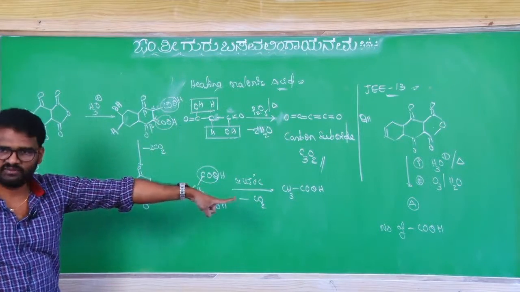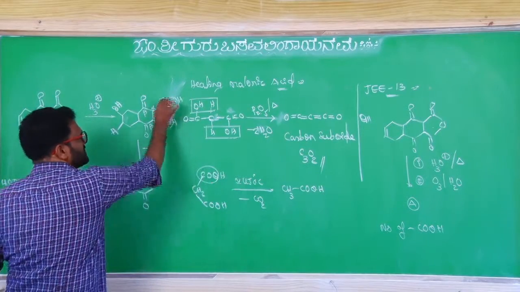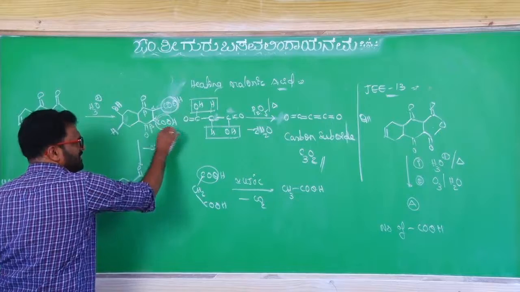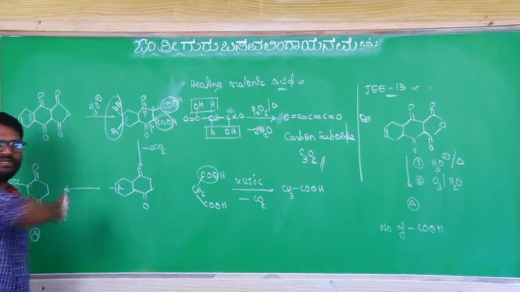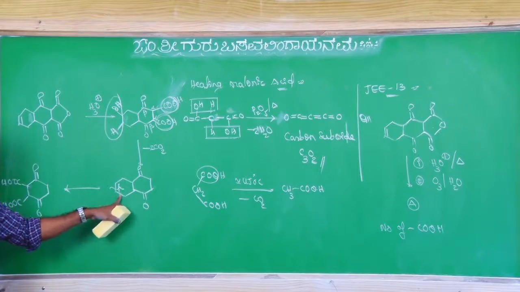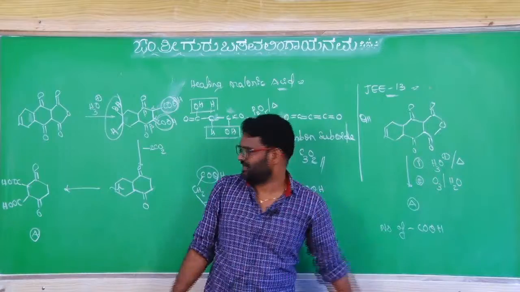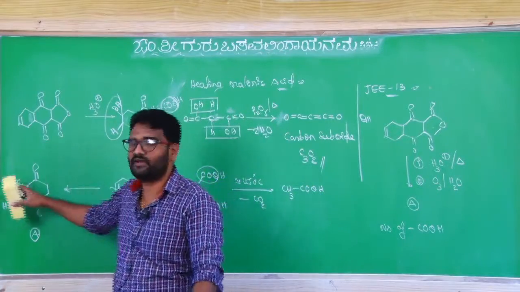But our intention is the final product, no? So again, in the second step, what are you doing? You are heating. Whenever you are heating, this beta carbon will be eliminated as carbon dioxide. Then again this will be eliminated in the form of water. Then again you will get alkene only, no? So after this you have to apply the second condition. In the second condition, the alkene is converted into what?